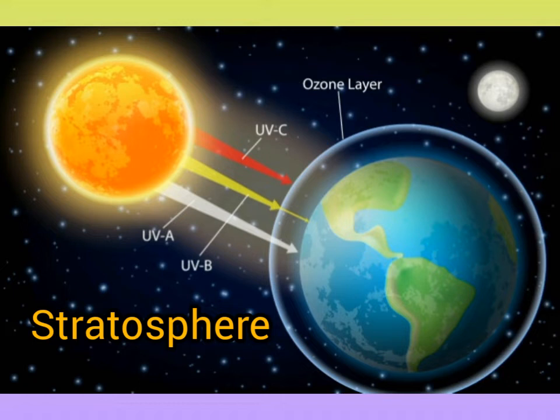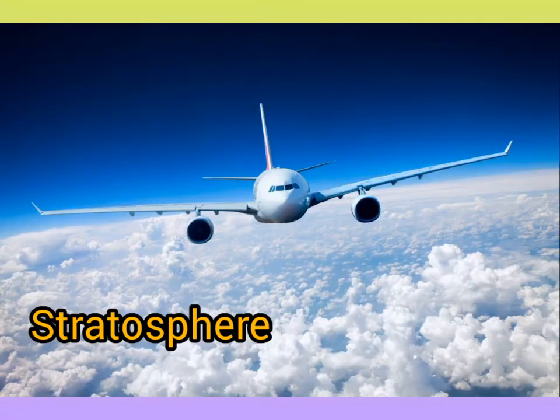It contains the ozone layer that traps the harmful UV rays, that is ultraviolet rays. This ozone layer is very important because due to this layer only we are protected from the harmful ultraviolet rays that are coming from the sun. But due to the increase of carbon dioxide in our atmosphere, this ozone layer is depleting. That is, a hole is being created in the ozone layer, and due to this the earth is becoming warmer day by day. And jet planes also fly in this stratospheric layer.